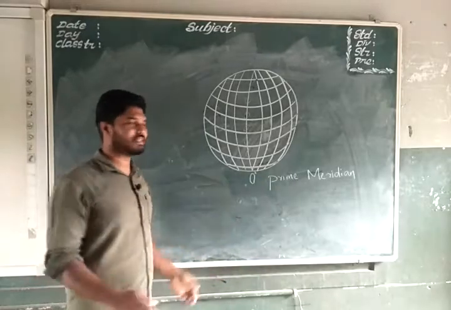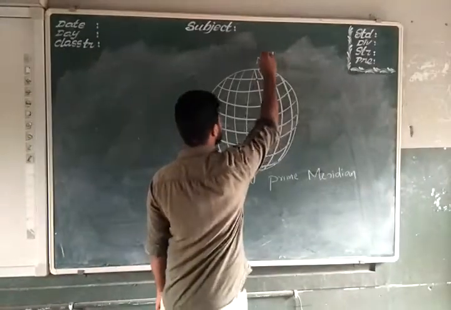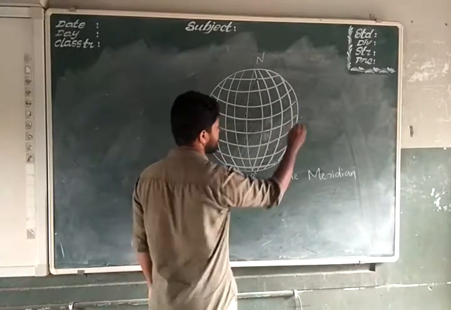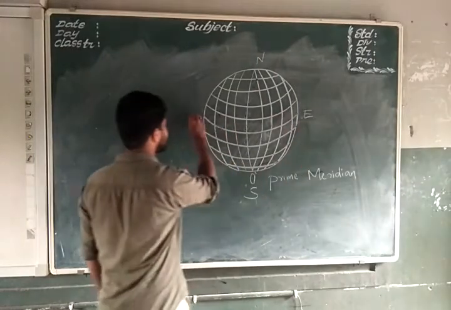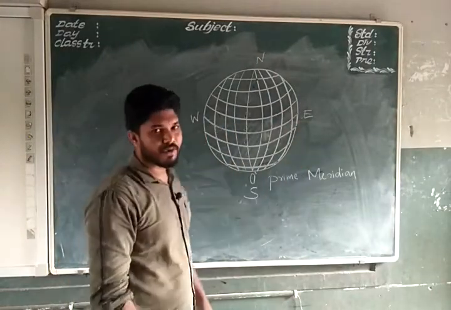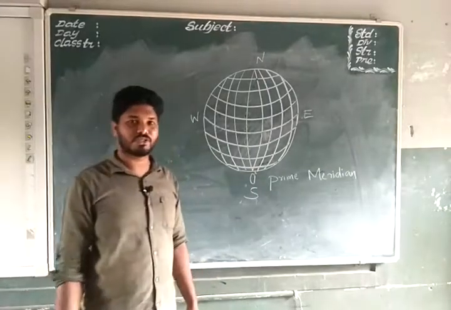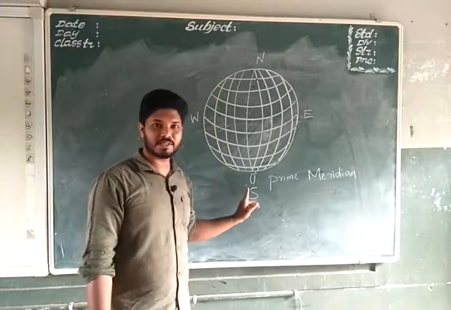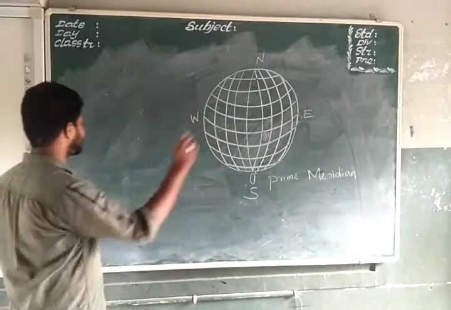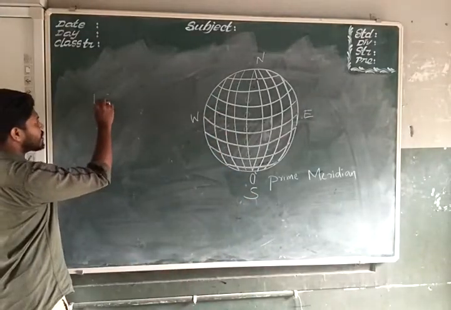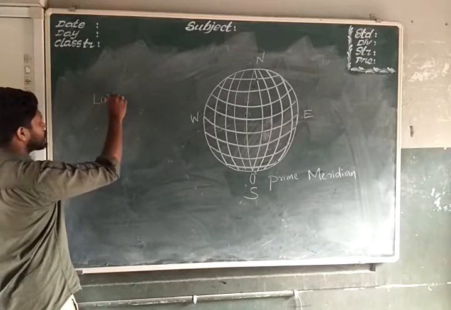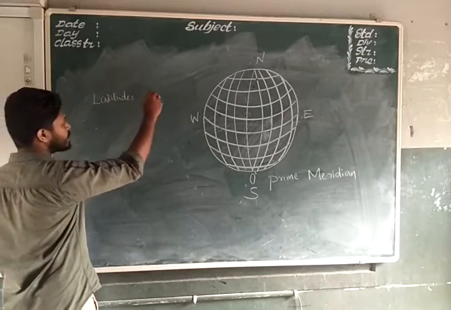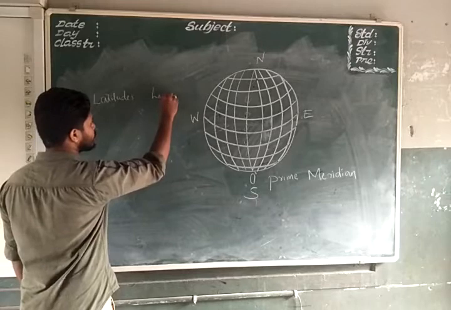Can you point out any difference? This is our north, south, east, west. What about the position of longitudes? Longitudes are drawn from north to south, isn't it? So we get the first difference. So here we can write latitudes, and here longitudes.